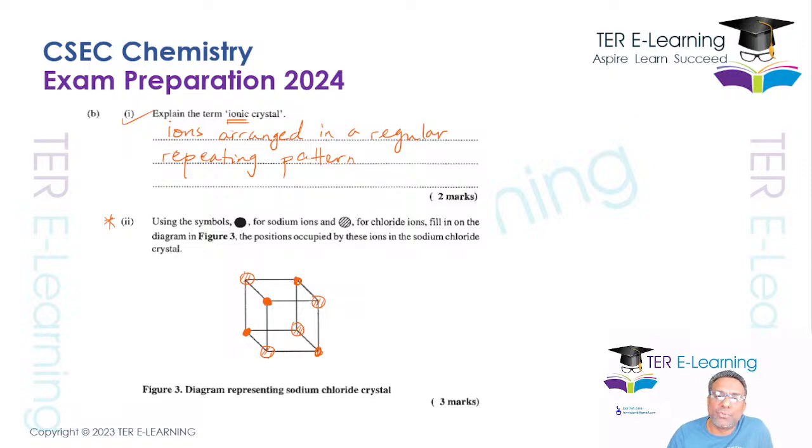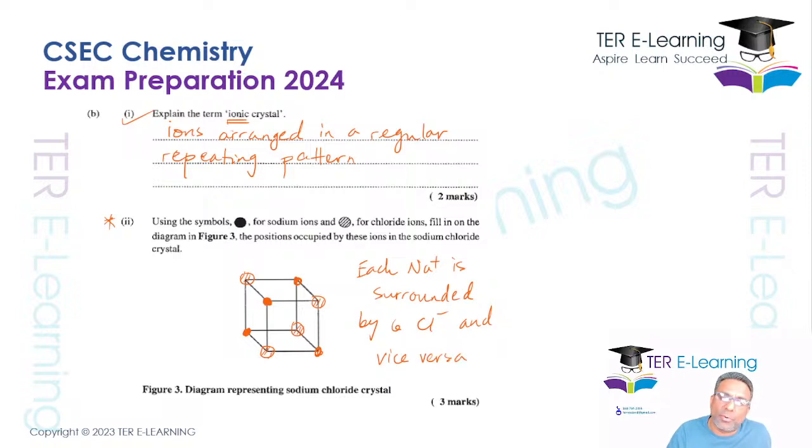Now when it comes to the structure of sodium chloride, it's a cubic lattice. One of the key features here is that each Na plus is surrounded by 6 Cl minus, and vice versa. Whenever you're drawing a diagram, this is what they're really looking for. They're looking to see that you can identify that we have one sodium ion surrounded by 6.